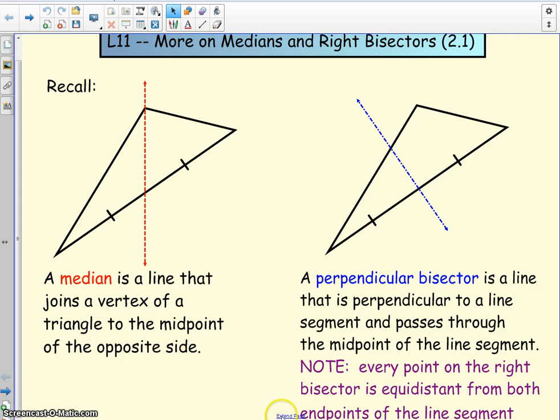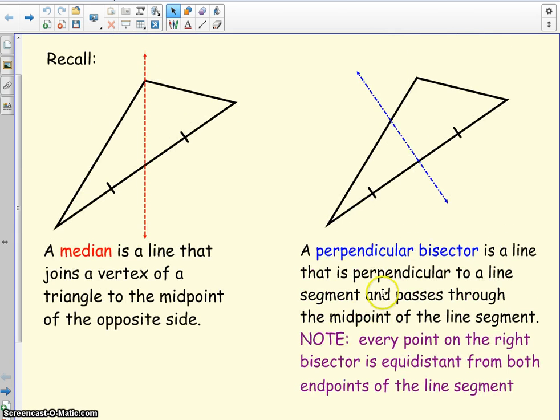Okay, and the other thing you can note here is that every point on the right bisector, so every point along this blue line, will be the same distance from both endpoints of the line segment. So a point right here, for example, is going to be the same distance from this point as it is from this point. That's going to be true for any other point on that line. If I'm here, for example, it'll be the same distance from this point to here as it is to here.